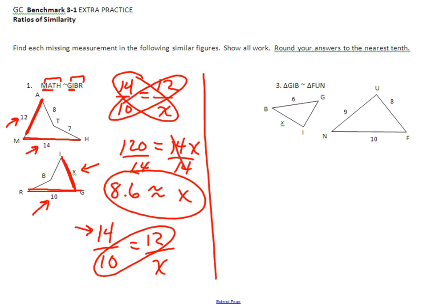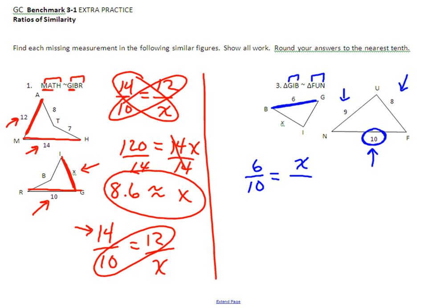Triangle GIB is similar to triangle FUN. So I need to figure out what sides correspond, where's the ratio. On the left side I have a 6, but does it match up with the 9? The 8? The 10? BG is the 6, or GB. So I'm looking for the first and the third letter, the F and the N. Where's my F and my N? Well, that's the 10. So 6 corresponds to 10.